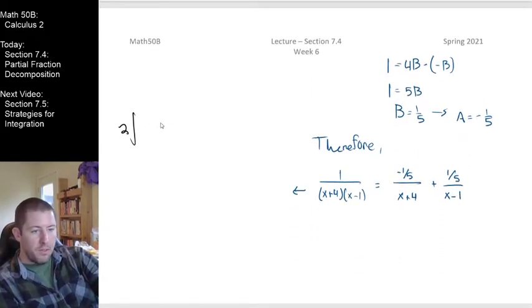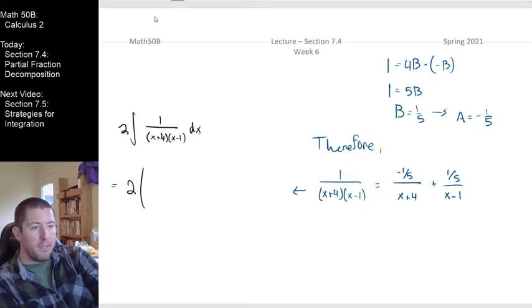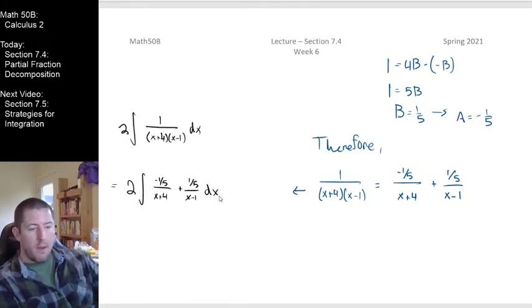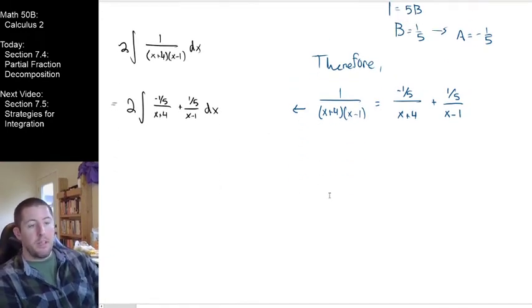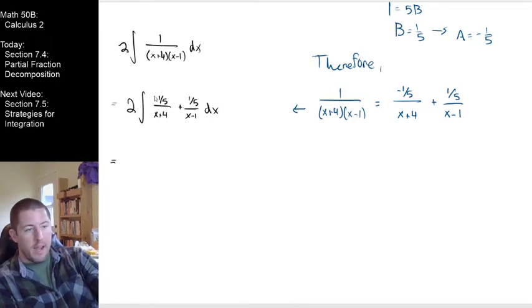So I've got 2 times 1 over x plus 4 times x minus 1 dx. We're going to say that is equal to 2 times, I'm going to use that parenthesis in 1 second here, 2 times the integral of negative 1/5 over x plus 4 plus positive 1/5 over x minus 1. And what I'm recognizing now is I can easily rip this apart into two separate integrals. We've got constant multiples.